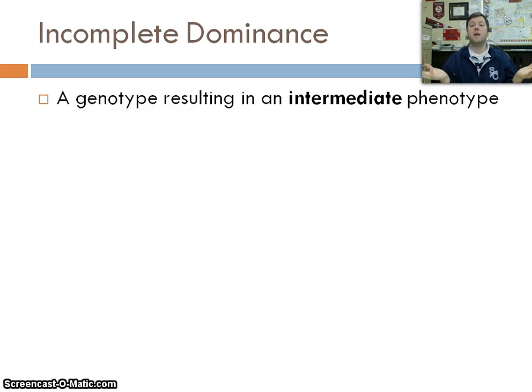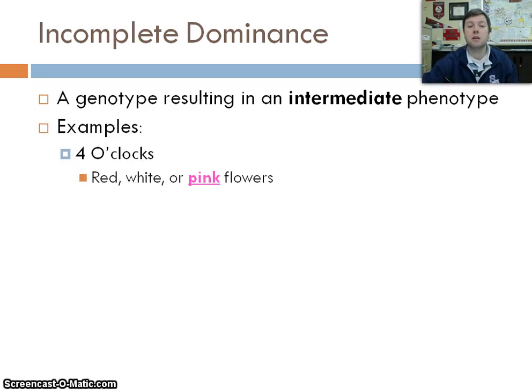Instead of brown or white, you would have tan. Instead of black or white, you would have gray. Instead of long or short, you would have medium. That's what that intermediate is referring to.